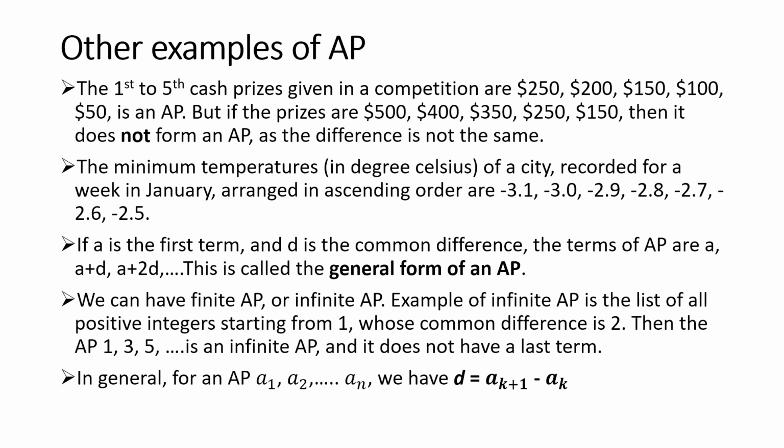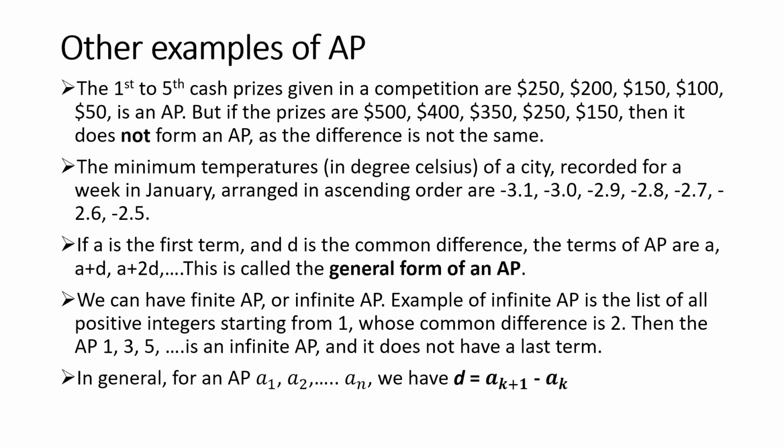The minimum temperatures in degrees Celsius of a city are recorded for a week of January, arranged in ascending order. Suppose they are minus 3.1, minus 3.0, minus 2.9. It is an arithmetic progression, correct? Because the difference is the same.